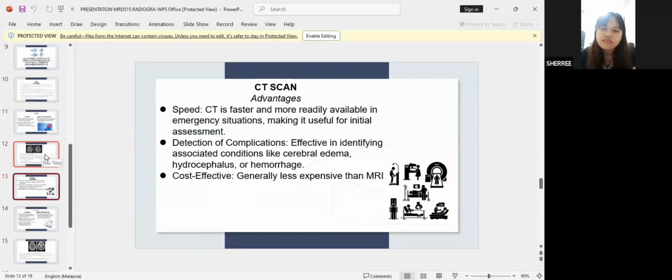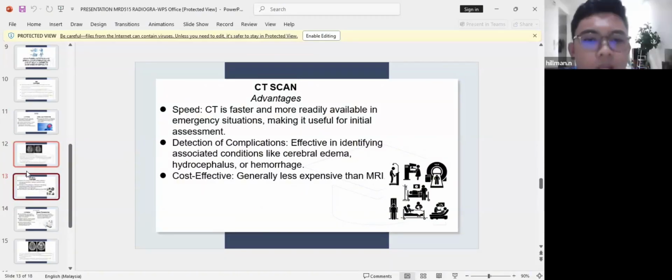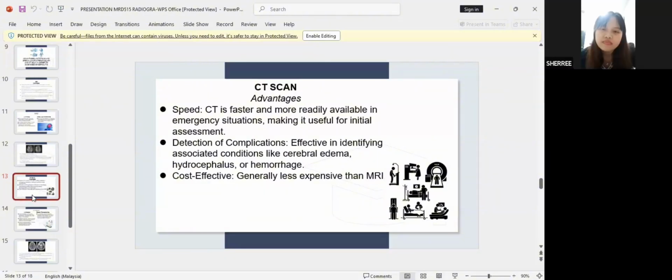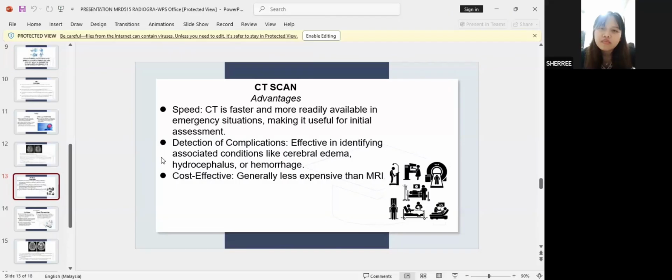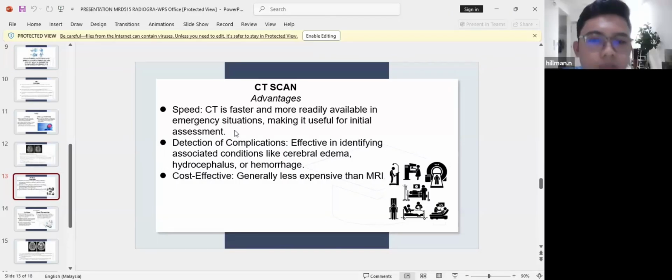So when MRI is not available, it is enough just to use CT scan. I mean, it is not very highly accurate, but it is still useful to detect the diagnosis itself.